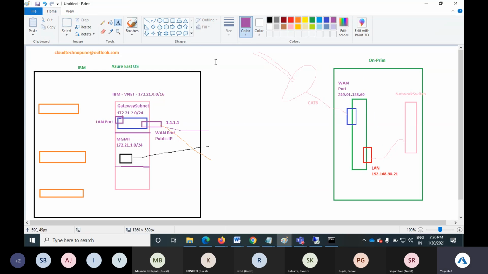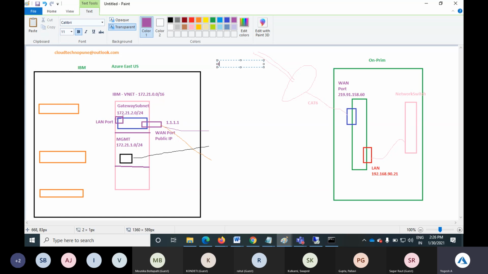Now we are going to create two connections. Again, same concept. IBM to on-prem. Okay, IBM to on-prem means at IBM side, we are going to use Azure service, which is VPN gateway. And at the on-premises side, we are going to use a FortiGate firewall. Okay, now IBM to on-prem.